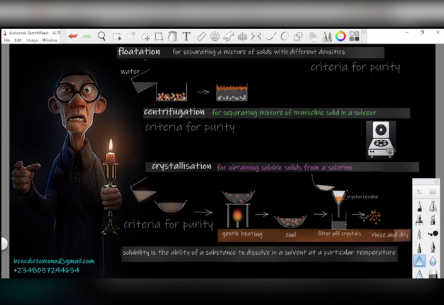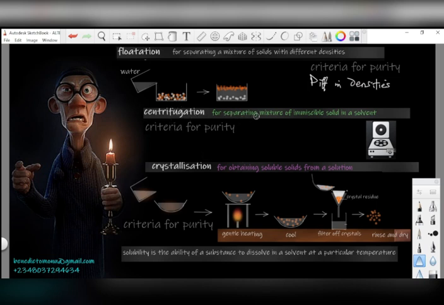Flotation is a very simple method. All you need to know is that when you have a mixture of solids where one is able to float in a solvent and the other is not able to float in a solvent, just introduce the solvent like water. The ones that can float will float, and the other ones will sink to the bottom. The criteria of purity is difference in densities, and you can actually easily skim off or remove the ones that are floating, thereby separating this mixture.